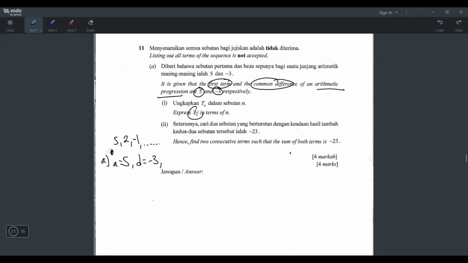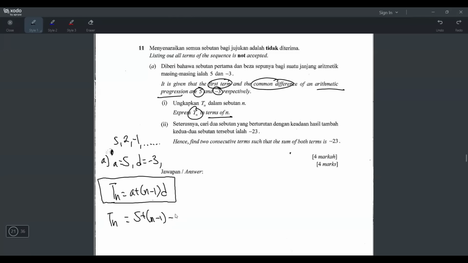Number 1 says express Tn in terms of n. So use the Tn formula. The formula is A plus n minus 1 times D. This is the formula for Tn in arithmetic progression. But they say in terms of n, right? You know why? Because they never give you the n. But A and D are given. So A and D go in. But n is not there. So for n you just write n. So Tn equals A, which is 5 plus n. But the n we don't have. So how? No problem, because they say it can be in terms of n. It means nobody asks you to find n. It's okay, no need to find, just write n.